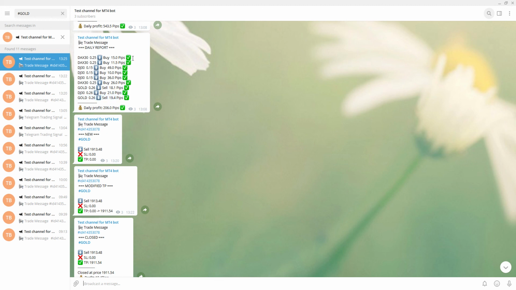These were obviously all winning trades. They have the green tick beside them, and at the bottom it'll give you a daily overview of how many pips Nick has actually made in the day. There are daily reports we'll send out periodically. There are weekly and monthly reports as well that we will send out.